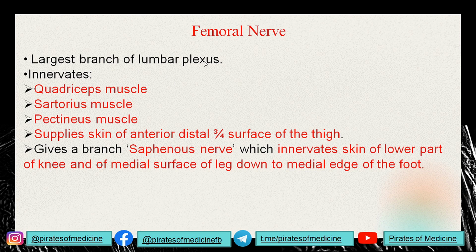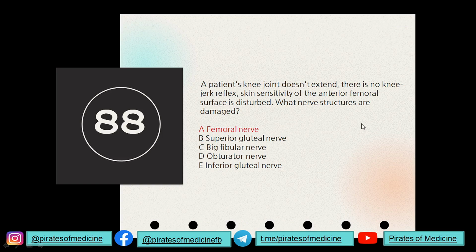So the femoral nerve is the largest branch of the lumbar plexus. Motor innervation is the quadriceps muscles, the sartorius muscles, the pectineus muscles, and it supplies the sensory portion to the skin of the anterior distal 3/4 portion of the thigh. And it gives a special branch, the saphenous nerve, which innervates the skin of the lower part of the knee, the medial surface of the leg, down to the medial edge of the foot.